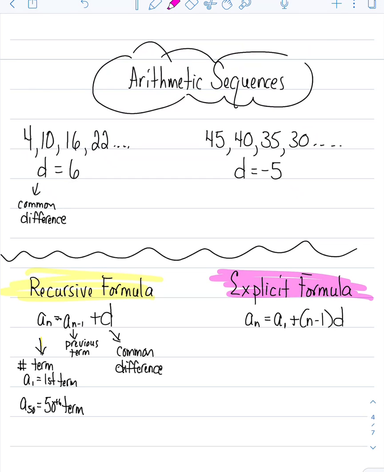Now let's look at the explicit formula. So we learned just now that a sub n means the number of the term. Well, guess what a sub 1 is? That's the first term. So it's the very first number in our sequence. N, again, just stands for number, like 1, 2, 3, 4, 5, 6, 7. It's the number of the term as well. And we know that D stands for common difference.